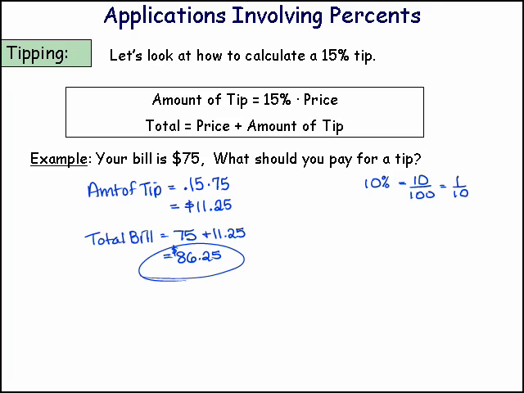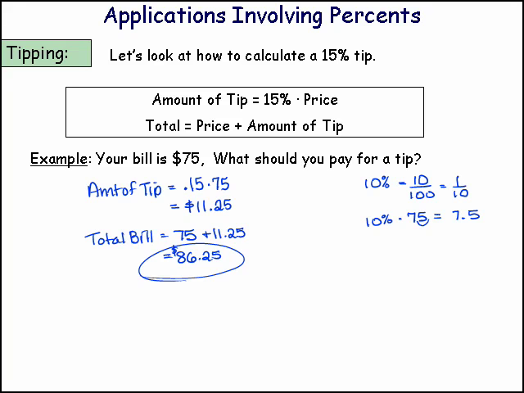Well, when you take 1/10 of something, for instance, if you're taking 10% multiplied by 75, what you're doing there to get 10% of something is really just dividing by 10. You're moving the decimal place over one spot. So that gets you 7.50.